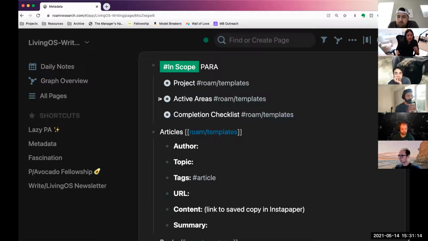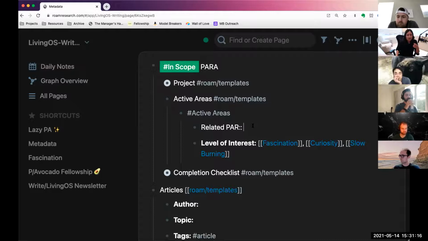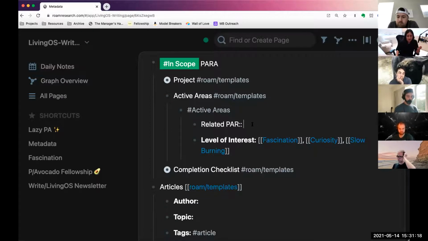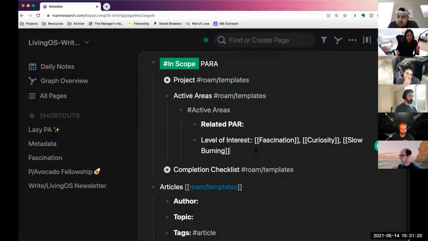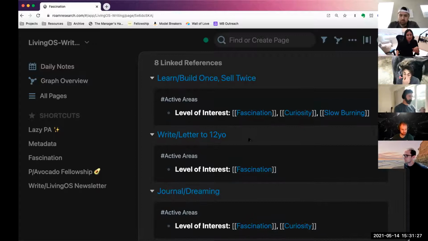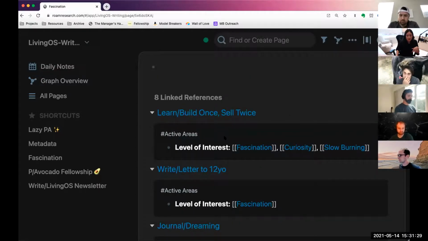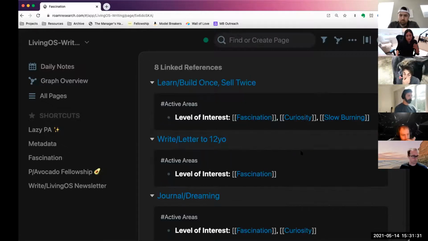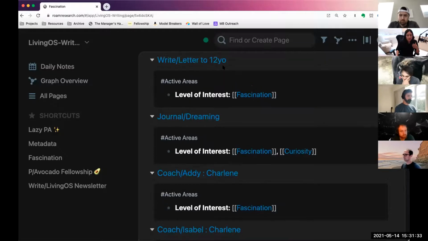Okay, so for active areas, which is what I call areas, I just have a very simple related PA, and I use the level of interest. Since someone has asked, let me click fascination. You will see what that is. Usually, like this one, I haven't decided because that's the default. Maybe I need to clean it up. But these are some of the areas which I'm really obsessed with.